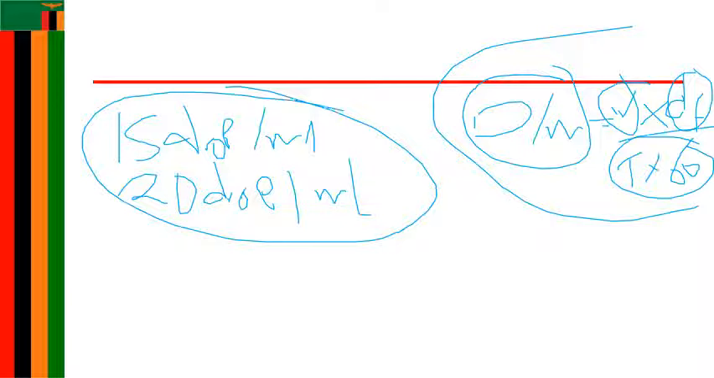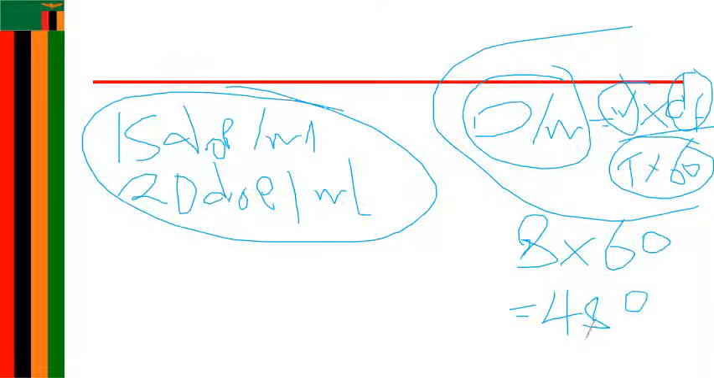So first, let's convert the time for infusion from hours to minutes. This patient requires 1000 ml of normal saline and it has to be given in 8 hours. So we're going to convert the 8 hours to minutes, which is the time multiplied by 60, and that gives us 480 minutes.